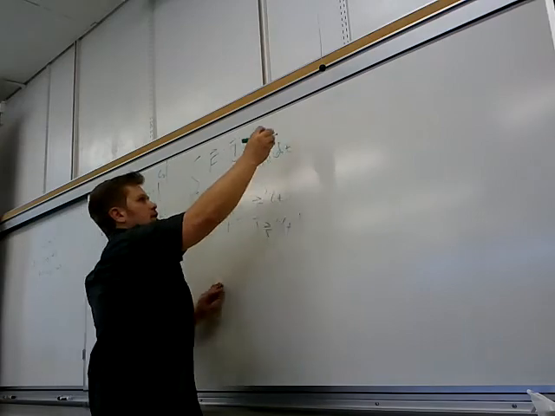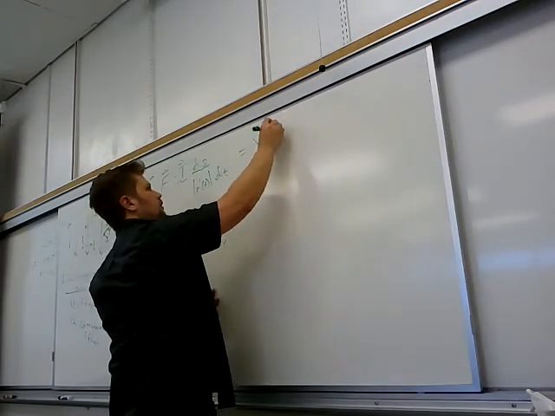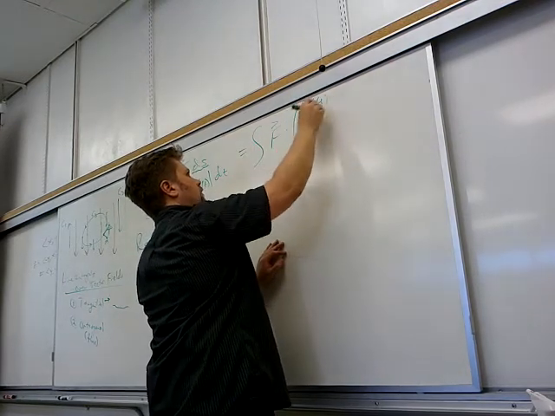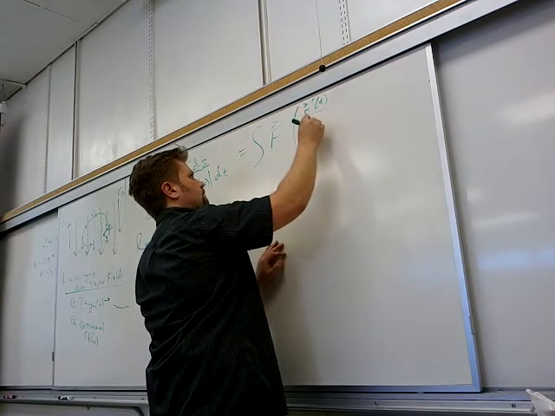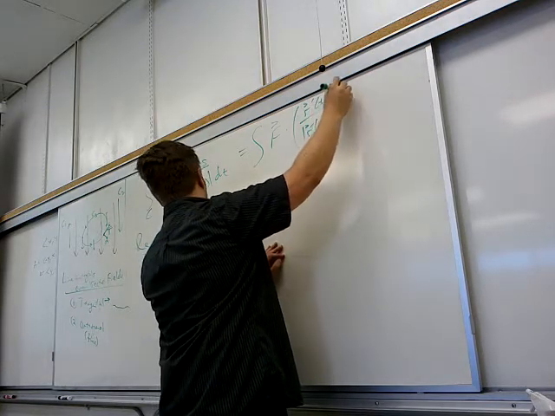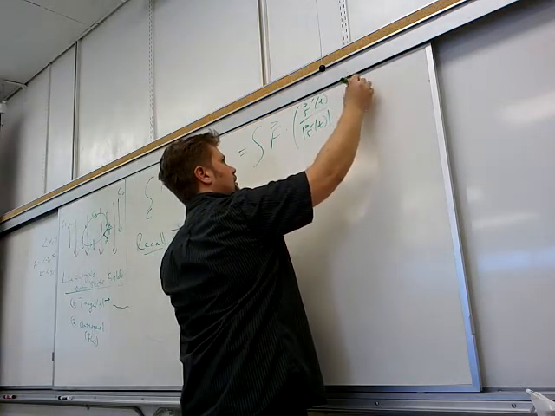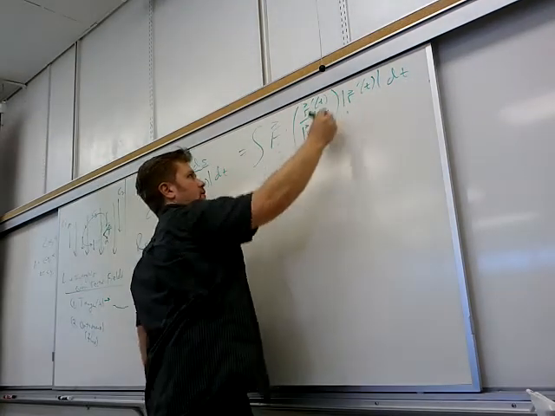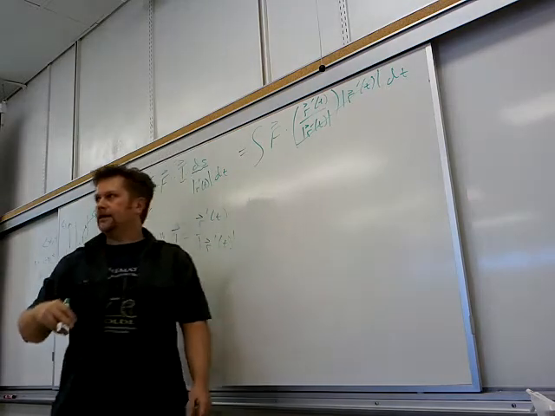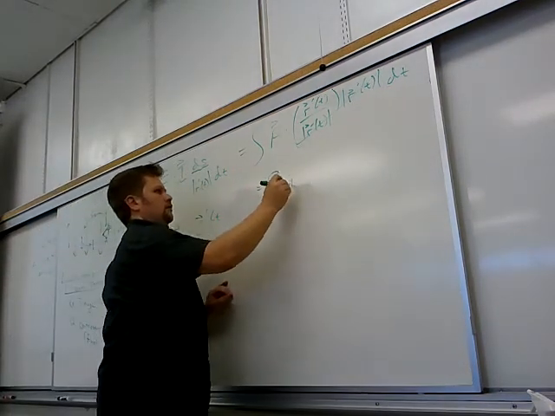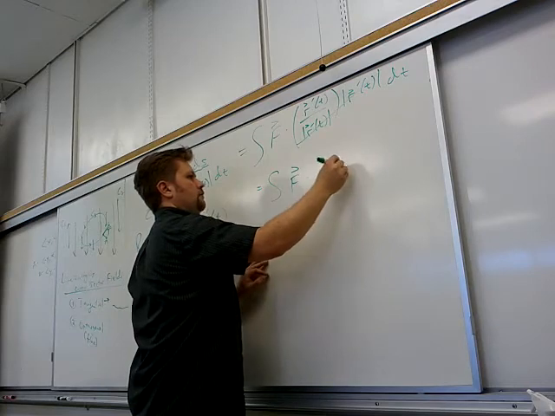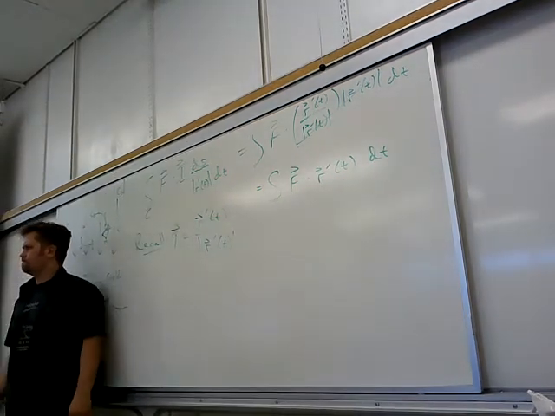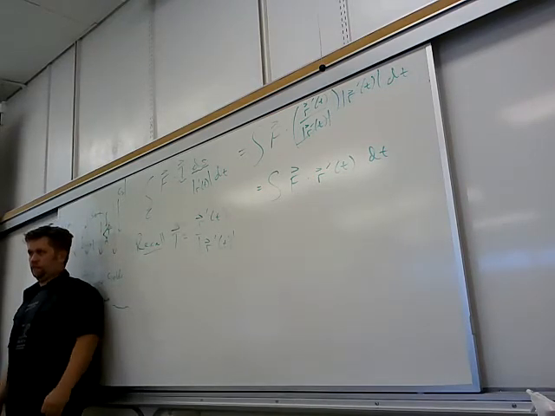So if we replace stuff in here, what do we get? We get the integral of F dotted with r prime divided by the length of r prime, times the length of r prime dt. So obviously, what happens? Those go away. So I end up with F dotted with r prime dt. That's dot product? Dot product, cool.